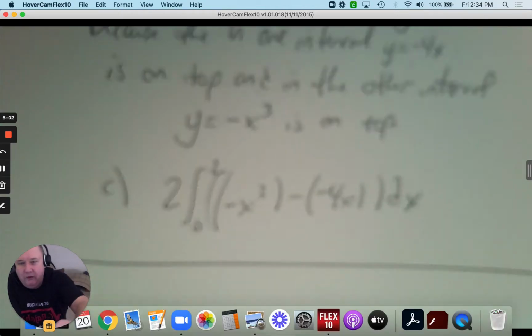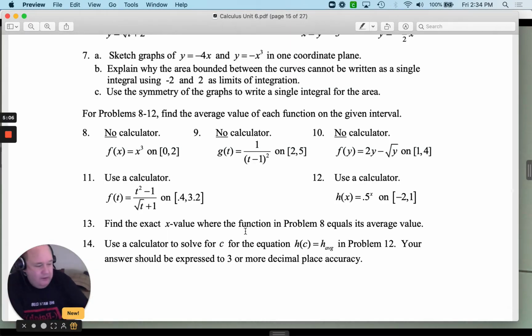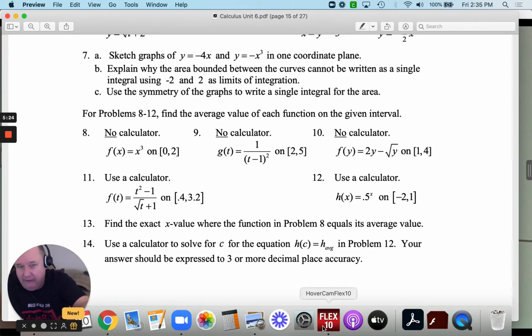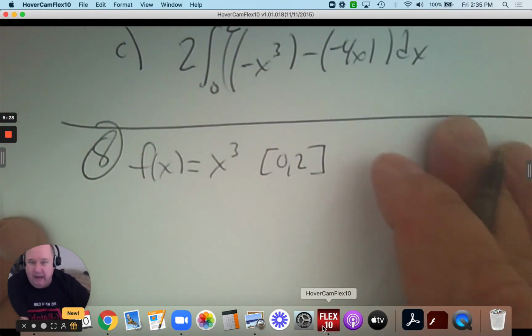Next question. All right, no calculator. That's no fun. It says, find the average value of each function on the given interval. So f of x equals x cubed, and that's from 0 to 2. I want to find the average y value, or the average value, in that interval. So there's a little formula to set up for average value.